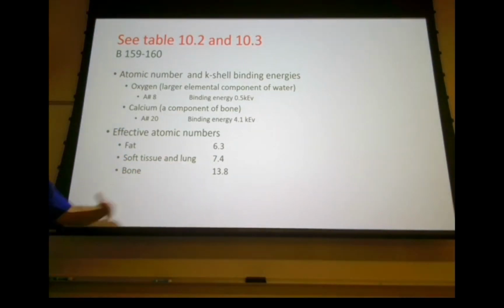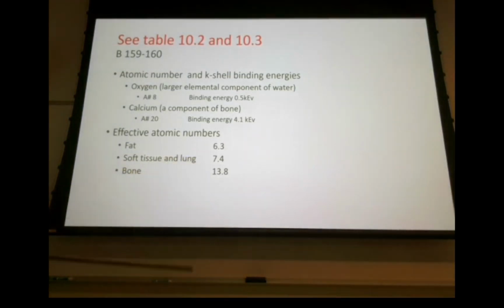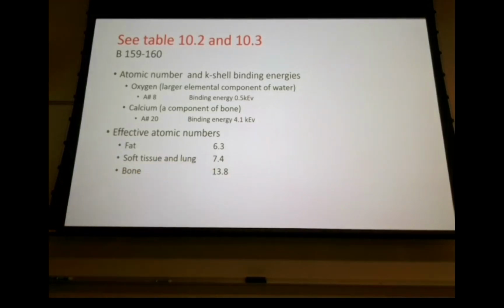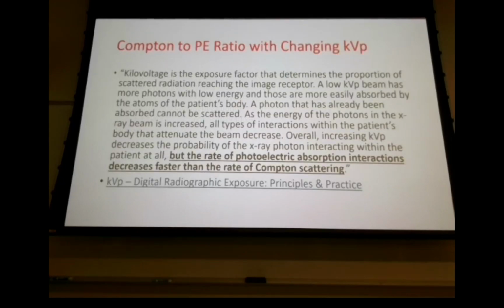Okay, so the effective atomic number of fat is 6.3. Soft tissue and lung are the same at 7.4, and then bone is quite a bit higher. Okay, so this I pulled off of a website.